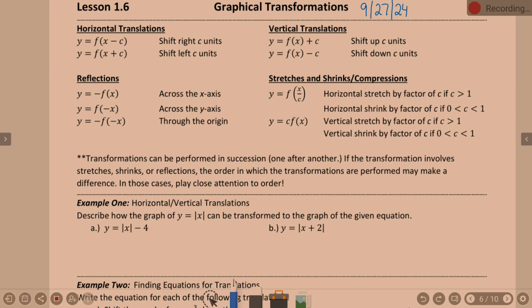And we have vertical translations. If your number is added or subtracted on at the end, so it's not in with the x, you're going up or down. That is the direction of the sign. Okay.